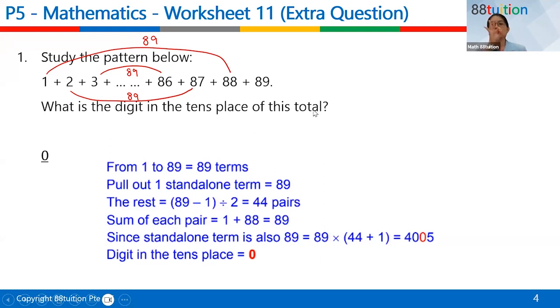So there are 3 types of patterns. One is constant difference, one is perfect square, and one is the rainbow method. Constant difference means the difference between each term is the same, always plus 3 plus 3 plus 3 like that. The perfect square is when it's like 2 times 2 equals 4, 3 times 3 equals 9, 4 times 4 equals 16, that type of number.